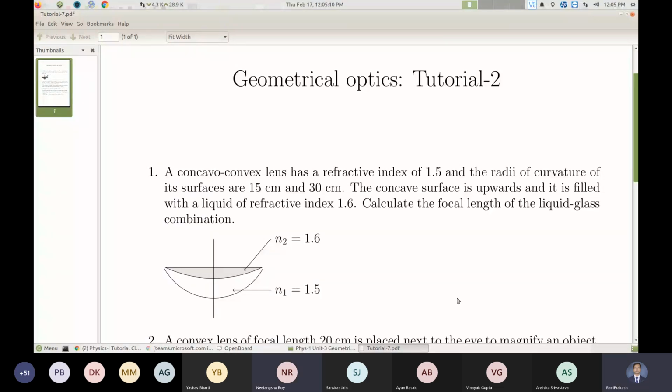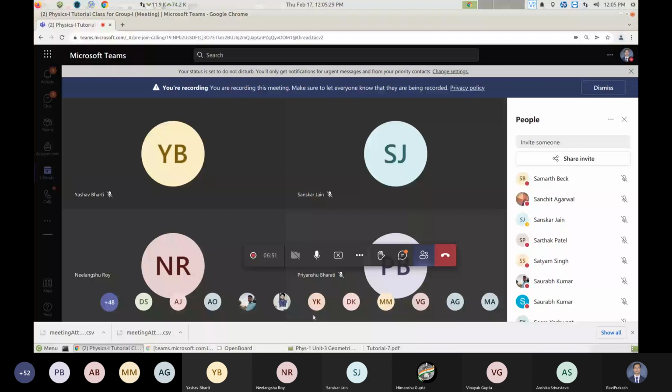So we will keep the object at minus infinity and see where the image comes. And where do you get the image? How will you calculate the position of the image? We will use the refraction formula 2 times. One minute. Sira, you please answer first. Sorry, sir, but I'm not sure about it.